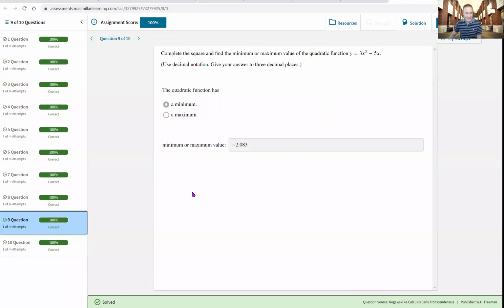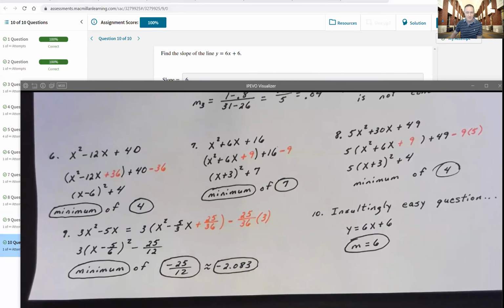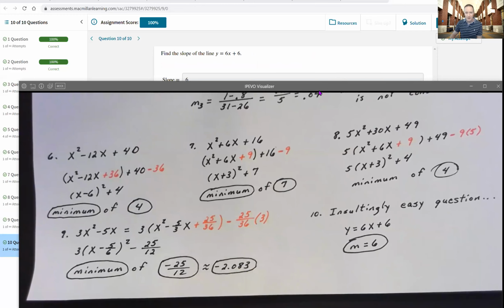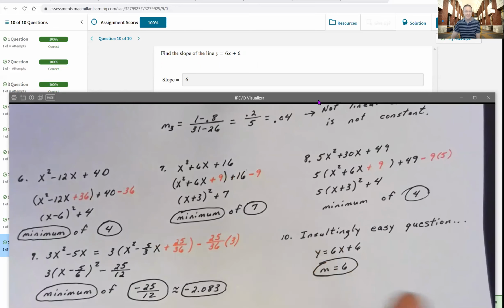And I absolutely hated this last question. My goodness, you get to the end of the assignment and they insult you with a ridiculously easy question. I mean, what's up with that? It's just asking us to find the slope of the line y equals 6x plus 6. And so you say, well, y equals mx plus b. The coefficient of x whenever it's solved for y is always your slope. So the slope of this line is just 6. Nothing to do there. I hated that question.